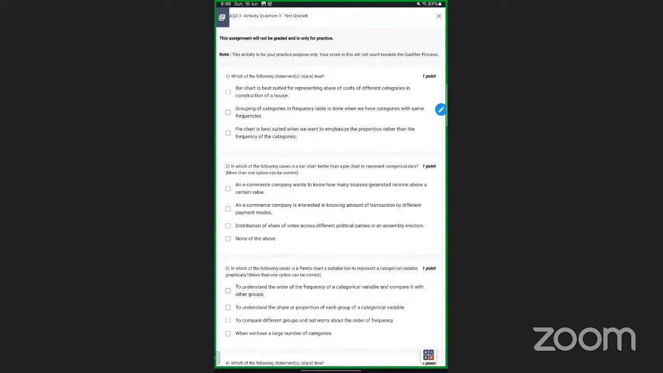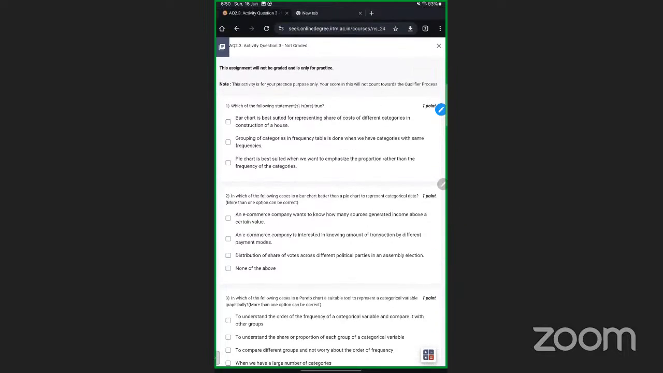Okay, which of the following statements is correct: a bar chart is the best representation of the share of cost of different categories in the construction of a house. I think the third one is correct. They are saying share of cost of different categories. Share means percentage, right? So you can't represent that with a bar chart. A bar chart is again absolute. Each category has its own value, but not related to others.